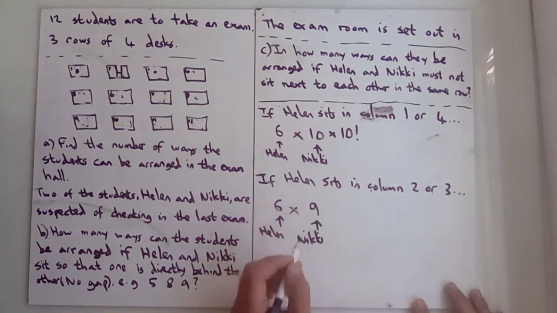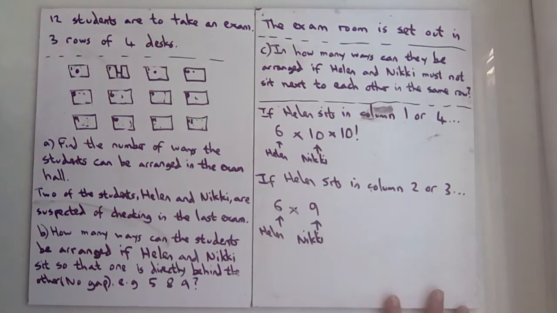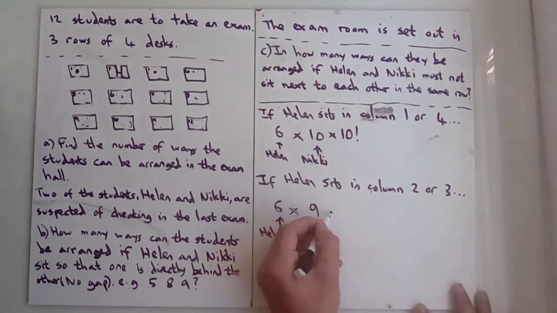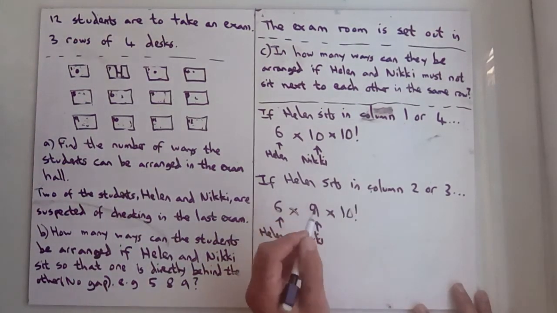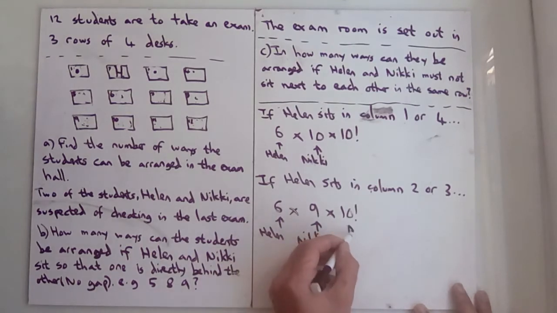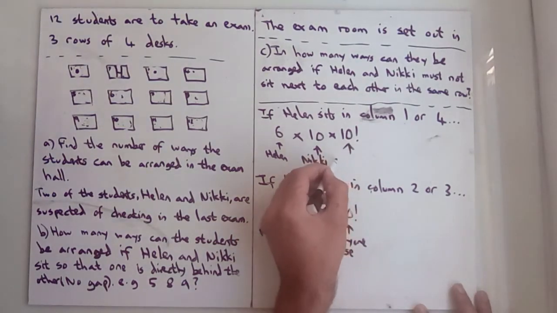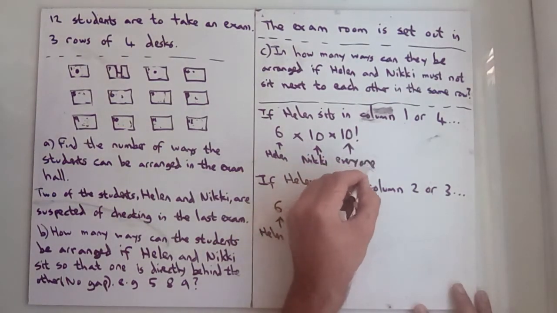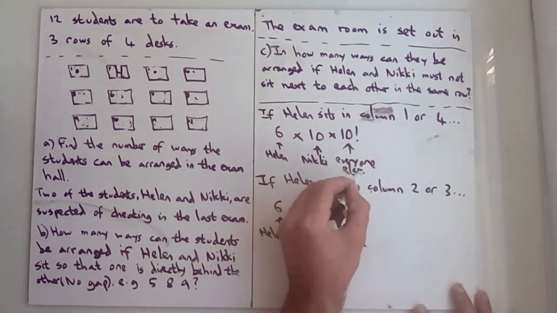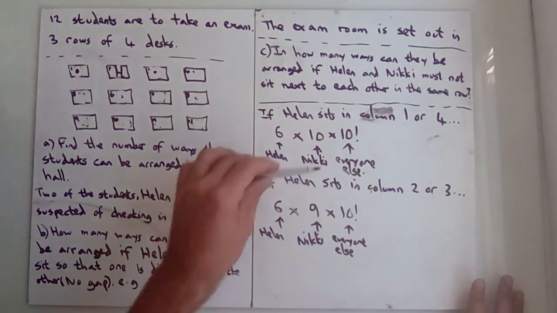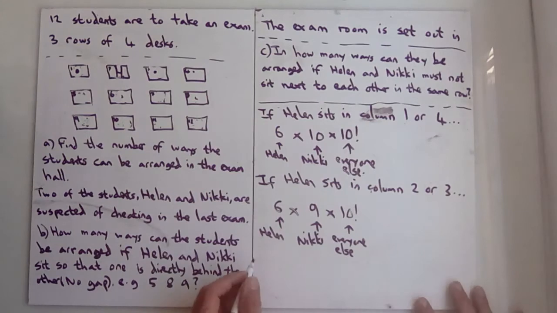And then you've just got to seat everybody else. 10 seats, 10 people. You can arrange them in 10 factorial ways. So 10 factorial, that's everybody else. So this could happen in this way or this way. So we need to add.